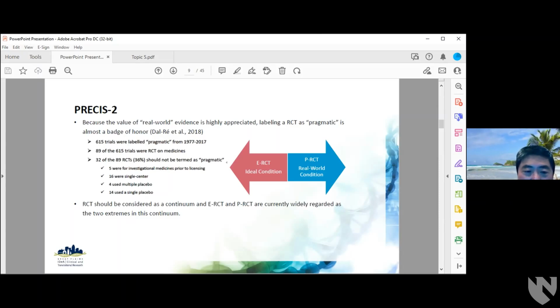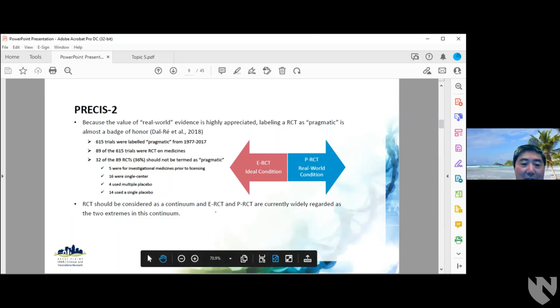I mean, 16 of these are single center, then 4 use multiple placebo, then 14 use single placebo. So a trial involving a placebo is, generally speaking, not pragmatic. In real life, people don't use placebo, right? So in the end, I'm just saying RCT should be considered as a continuum.